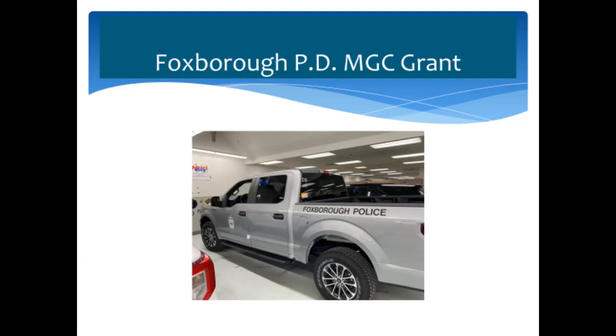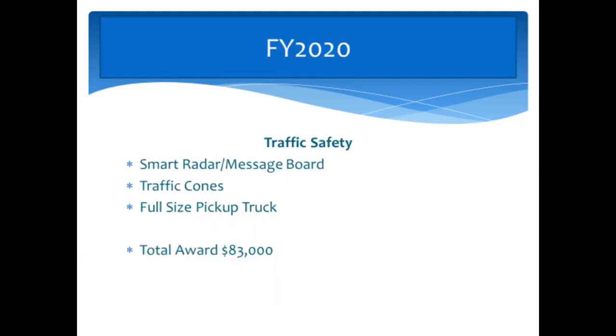This first slide is just a picture of a vehicle we got last year with some money from the Gaming Commission. Next slide, please. In last year's grant, we had asked for some traffic safety equipment, and we were awarded over $80,000. With that money, we bought that pickup truck that was seen before. At the time, we had nothing that could tow our big trailer full of equipment like cones and barricades. We got a new smart radar messaging board unit that can be towed around and deployed, to say road closed or put an arrow up or any other programmable messages. And some new traffic cones, barricades, things of that nature for traffic safety issues.